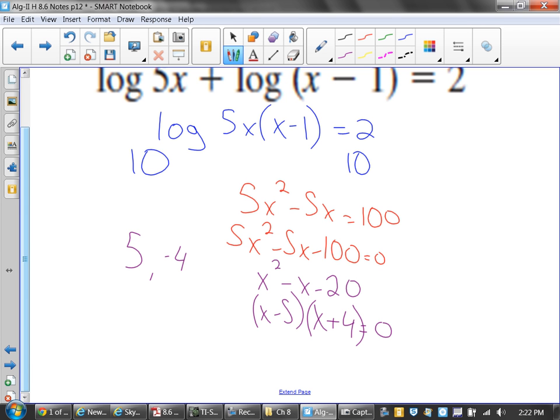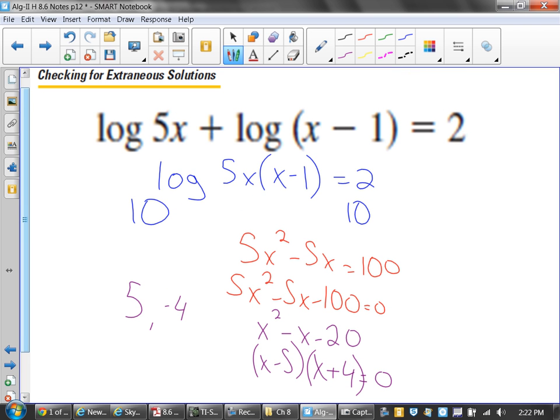So again, in this case, you've got to double check both solutions. If you double check 5, it works. But if you double check negative 4, it doesn't work. So what do you do to the negative 4? Cut it out.